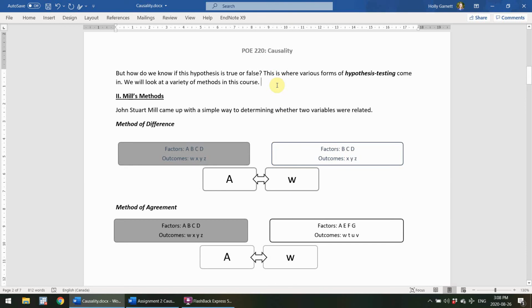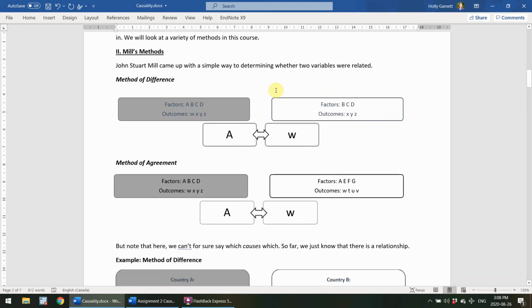But the question is still, how do we know if this hypothesis is true or false? And that's where forms of hypothesis testing come in. That's largely what we're going to be doing for the next few weeks, figuring out different ways to test our hypotheses. The first way goes way back to the early days of political science, and we're going to look at Mill's methods.